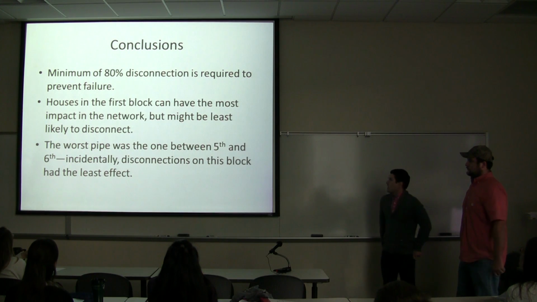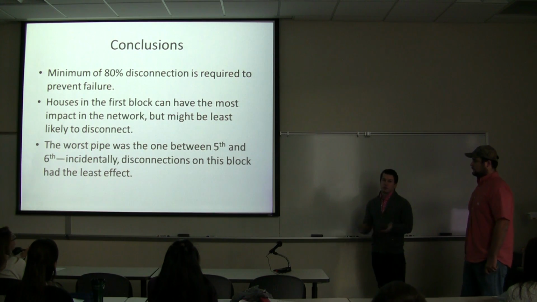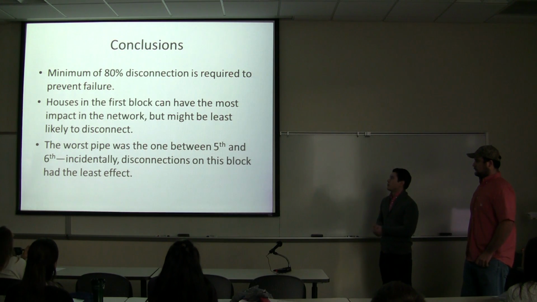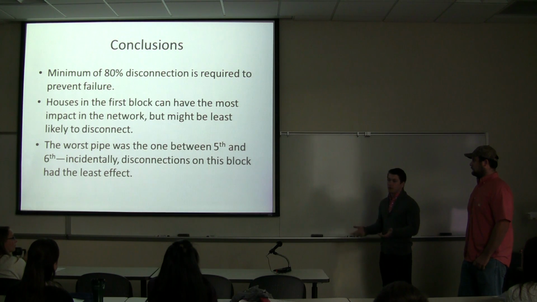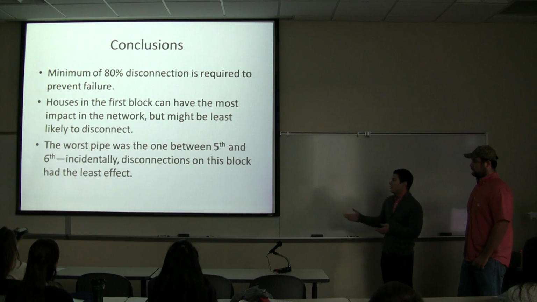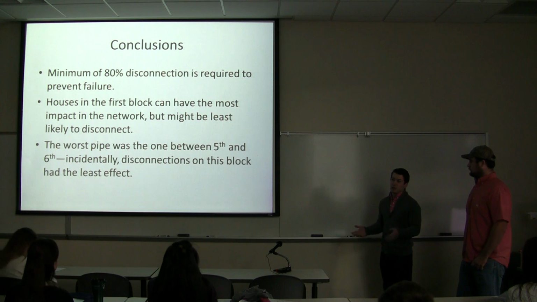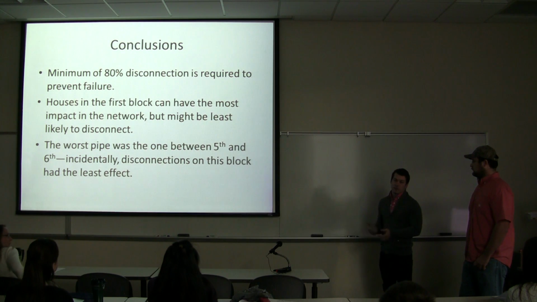So our conclusions were that a minimum of 80% disconnection is required to prevent failure, especially in the first 2 blocks. The houses in the first block have the most impact on the network, but these might be the least likely to disconnect because they're probably the least likely to get it backed up since they're at the beginning. The worst pipe was the one between 5th and 6th, the third pipe in the network. And incidentally, disconnections on this pipe had the least effect because in our strategic disconnection we only had a 60% disconnection and the pipe no longer failed.